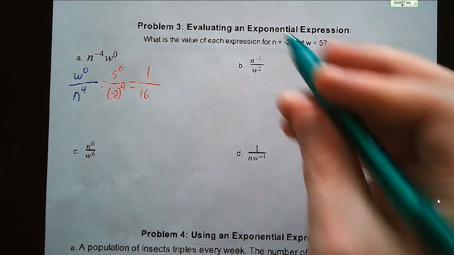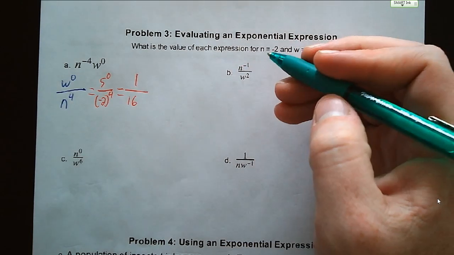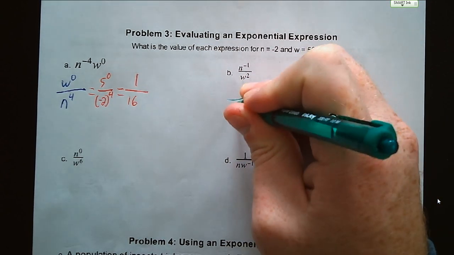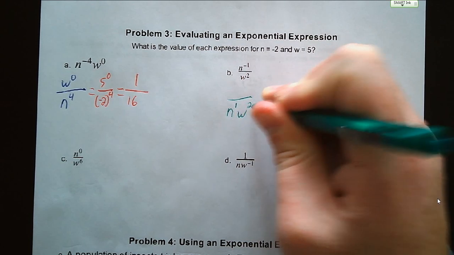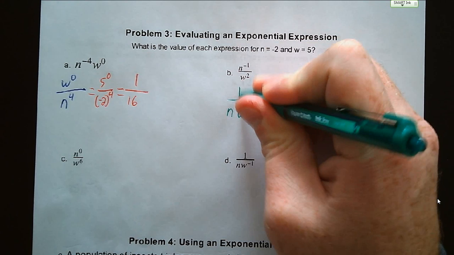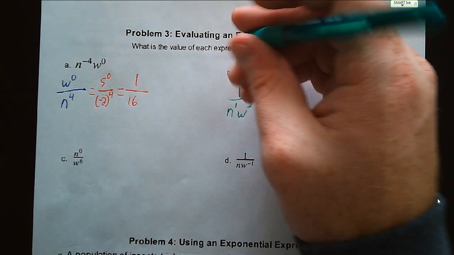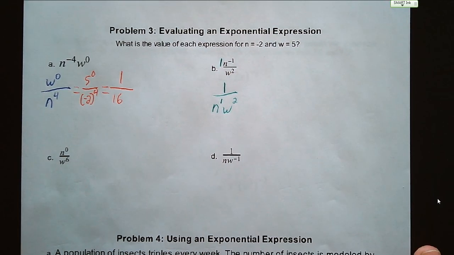For letter B, let's rewrite that using positive exponents only. So n to the negative 1, we need to move that into our denominator. So we have n to the first power, and we have a w squared. So what do we need to put up in the numerator? We're just going to leave a 1 there. Because we moved all of the terms out, we can imagine there's an imaginary coefficient of 1 in our numerator, so that stays behind.